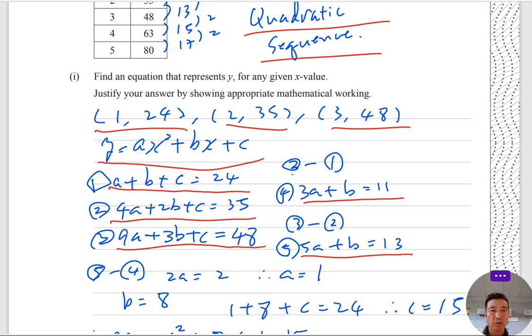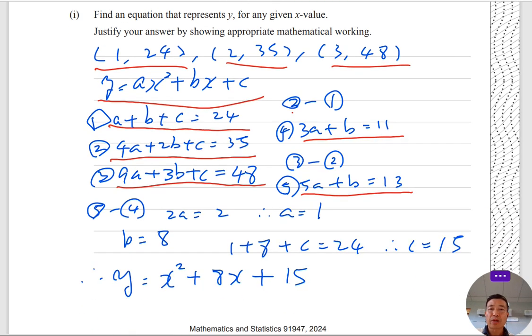So now you see this 4 and 5 are 2 by 2, isn't it? 2 variables and 2 equations. 5 take away 4 gives me 2a equals 2, hence a is 1. So you plug back to equation 4.